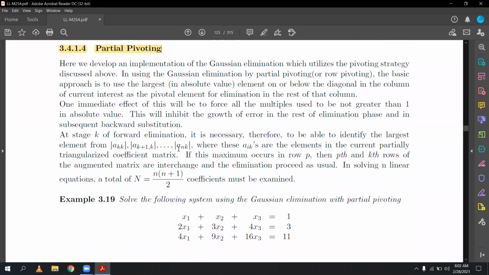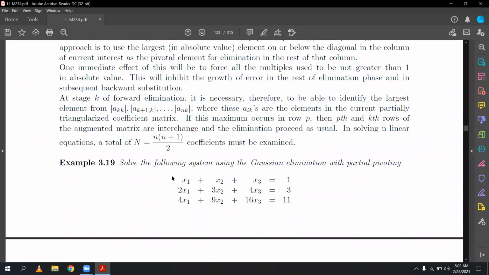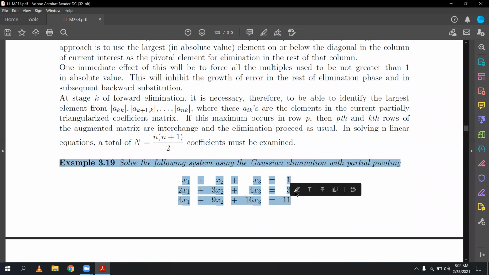Let's take an example, for example, this one. It says to solve this example with the help of partial pivoting. So what do we have to do? In simple pivoting, we see the first diagonal element is not equal to 0, we make everything below it 0, then we check here, make 0, and convert into the upper system.